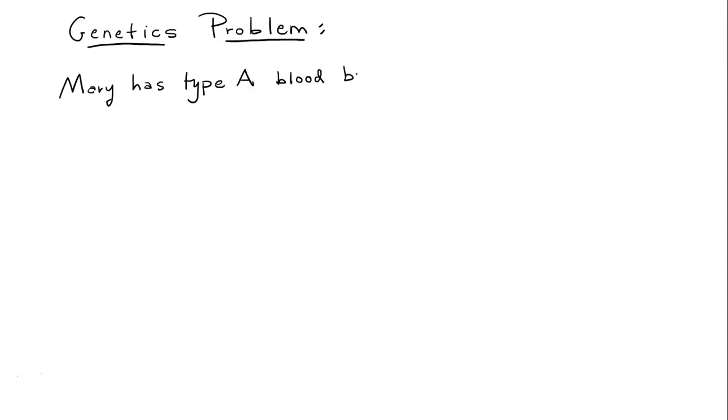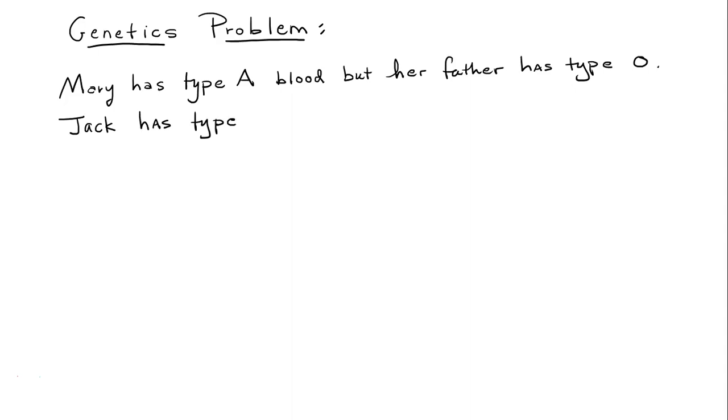Let's do a little genetics problem and see if you can figure this one out. Mary has type A blood, but her father has type O. So you have to think about what's the genotype of Mary. And let's say that you have somebody named Jack, her partner. Jack has type B blood, but his mother has type O. So you have to think about what's Jack's genotype.